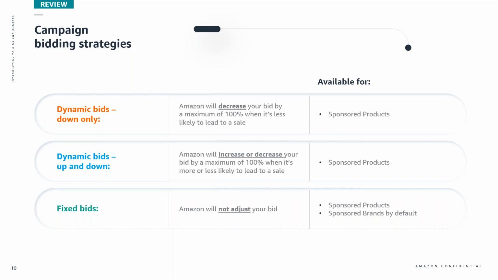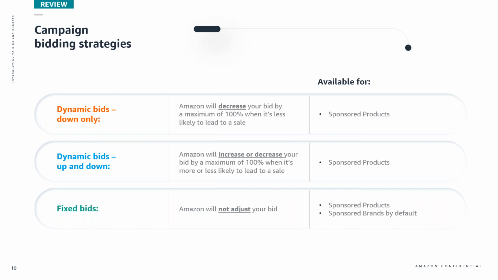Next is dynamic bids up and down. If you select this, Amazon will increase your bids in real time for clicks that may be more likely to convert to a sale and reduce them for clicks that are less likely to convert to a sale. That's also available for sponsored products.